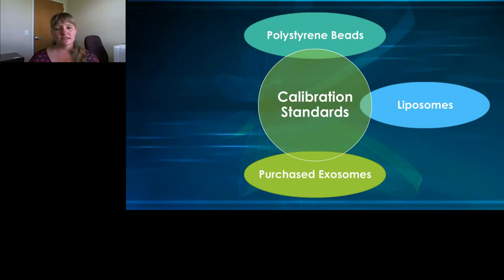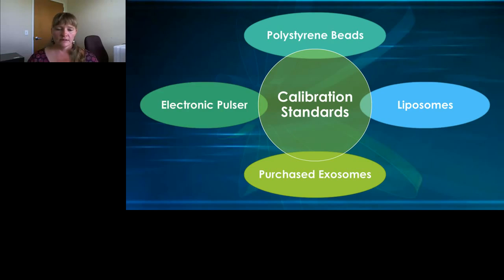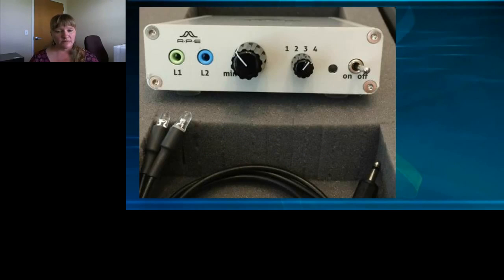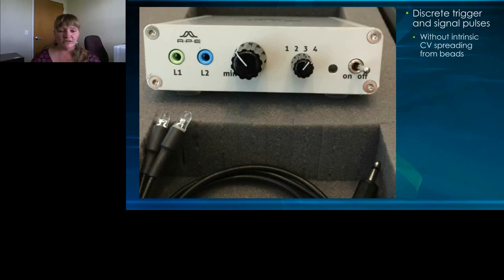So we've discussed three of the calibration standards: the polystyrene beads, the liposomes, and the purchased exosomes. The last one we're going to discuss is the electronic pulsar. Jim Wood from Wake Forest University and APE have developed an electronic pulsar that provides discrete trigger and signal pulses. This removes the intrinsic CV spreading from the beads and measures the background without lasers and stream.